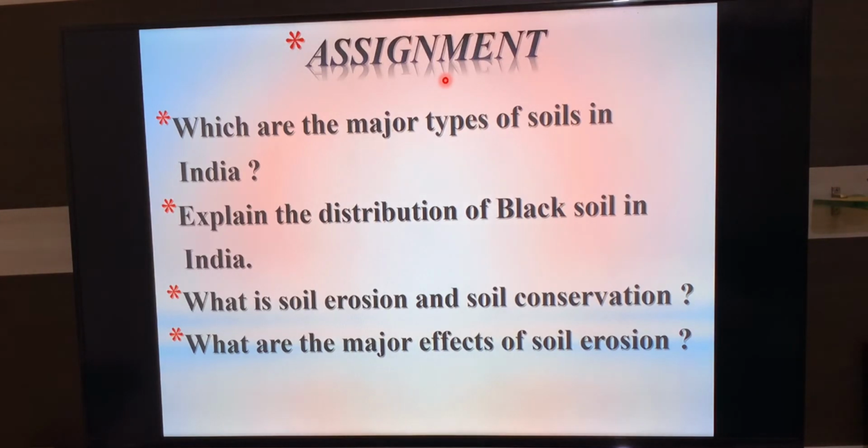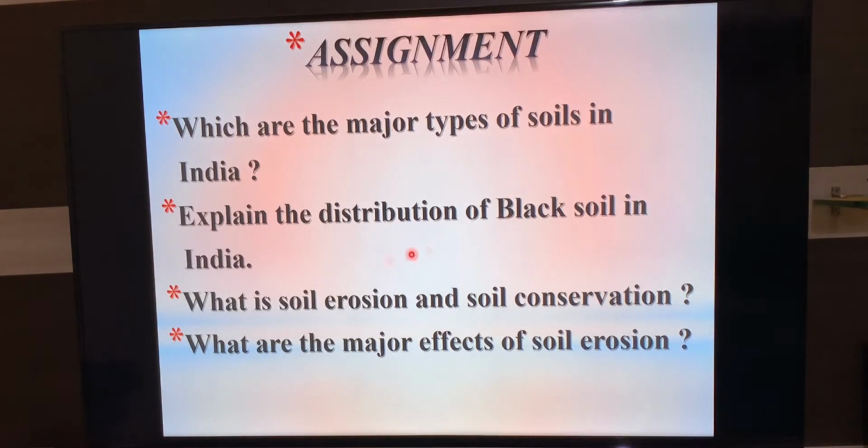The next question is to explain the distribution of black soil in India. As I told you, black soil is also called Deccan trap. That means black soil is mainly located in the southern part of India. So start from North Karnataka and mention the other places: part of North Karnataka, Maharashtra, Madhya Pradesh, part of Telangana, part of Gujarat and Tamil Nadu.